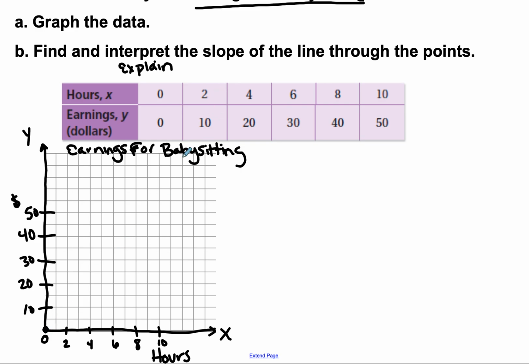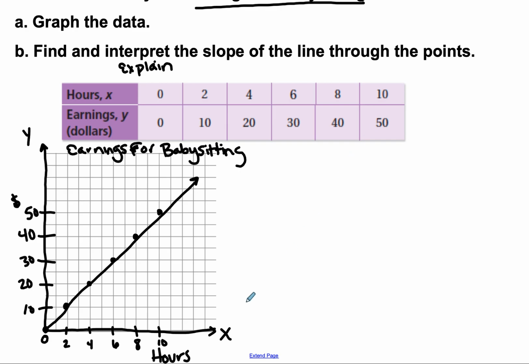Okay, now I'm going to do my points. 0, 0, 2, 10. 4, 20, 6, 30, 8, 40, 10, 50. I'm going to connect my line. I'm going to extend it, put an arrow on the end. This is a proportional graph. I know it's proportional because it's a straight line. It goes through 0, 0. Okay, I did A. That's my graph.